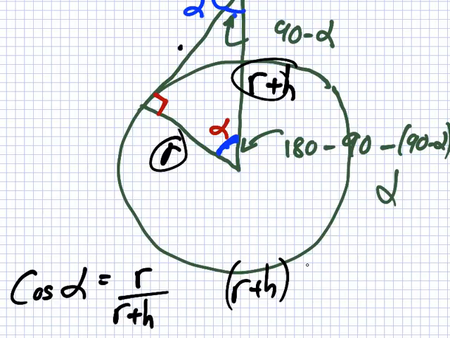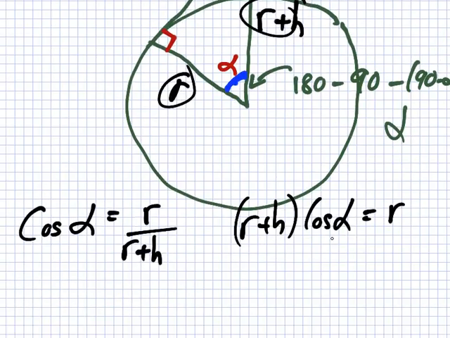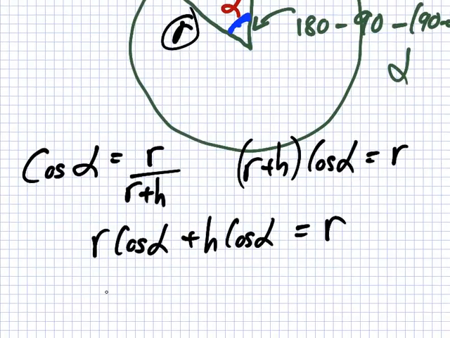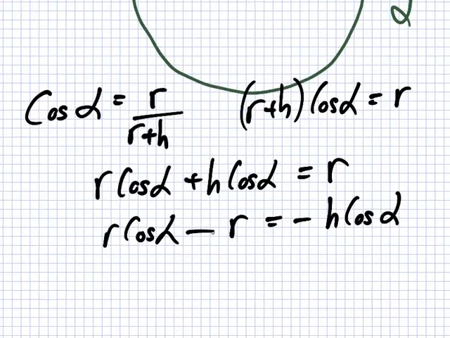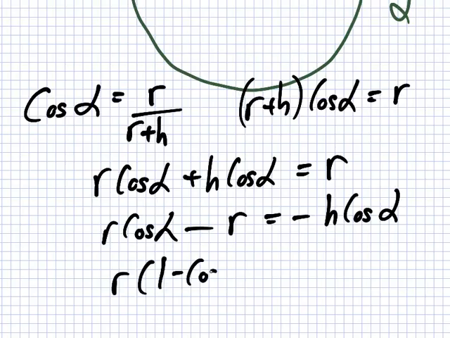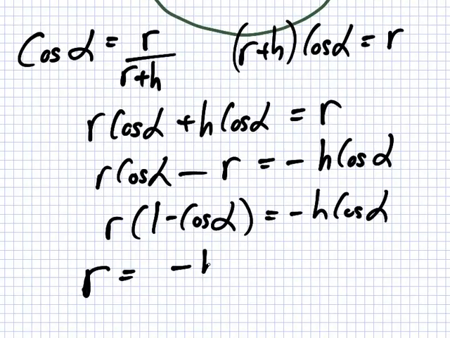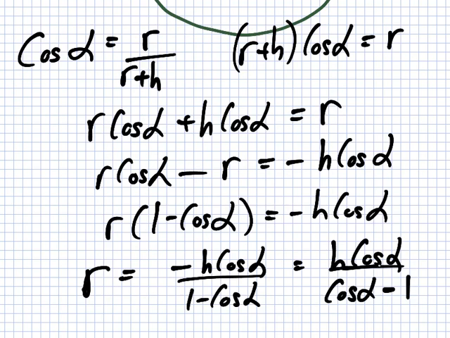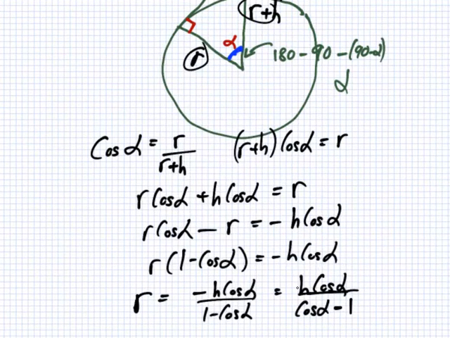So R plus H, cos alpha equals R. So R cos alpha plus H cos alpha equals R. So R cos alpha minus R equals minus H cos alpha. What's in common here? R. So R times 1 minus cos alpha equals minus H cos alpha. So I get the radius equals minus H cos alpha over 1 minus cos alpha. If I multiply the top and bottom by minus 1, I'll get H cos alpha over cos alpha minus 1. So if you know the height of the mountain and the angle, then you can know what the radius of the Earth is. This is the final answer for the radius.